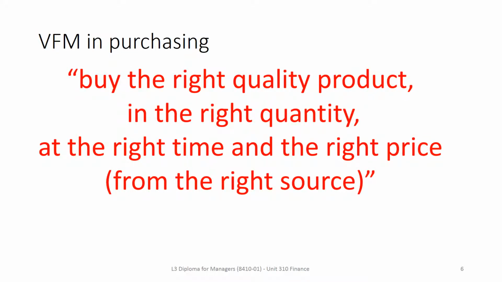So let's focus on some specific areas where we can make an effort to achieve value for money. When we're making purchases, for example, there are some key areas that we can consider as part of our purchasing processes, and this will help us ensure that we buy the right quality product in the right quantity, at the right time, for the right price, and from the right source. A lot of rights there to get right.